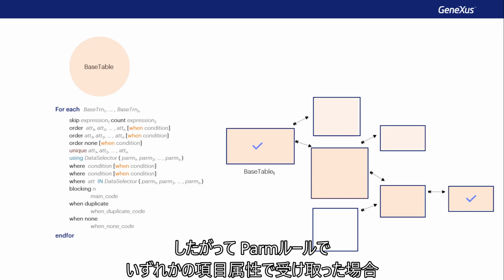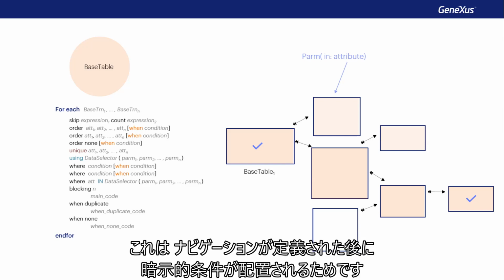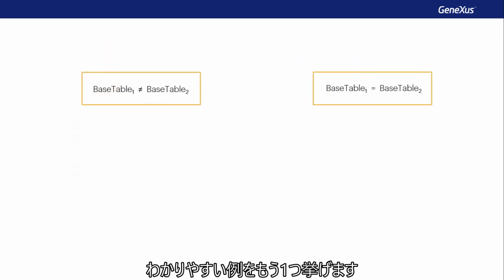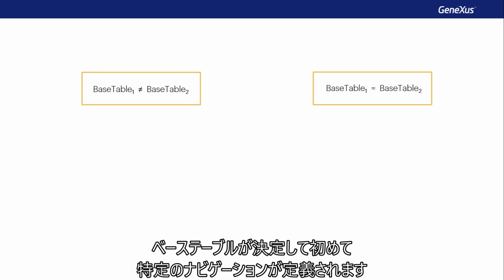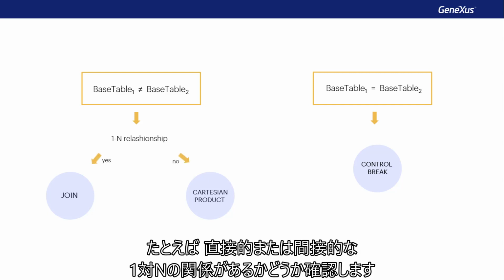Therefore, if in the parm rule you receive in an attribute of one of them, that automatic filter, based on equality, will not be applied to the for each. And that's because the implied conditions are placed after the navigation has been defined. The other clear example: the specific navigation is defined only after the base tables have been determined. This means that, first, you must know the base tables in order to determine the case. For example, finding if there's a direct or indirect one-to-n relation or not.